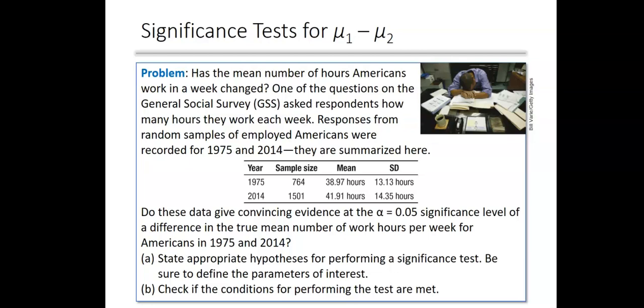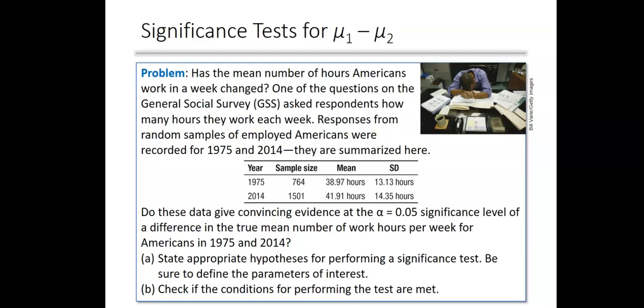Has the mean number of hours Americans work in a week changed, like from the 70s to 2014? Yes, it looks like it. At least we have some evidence. It went from 38.97 to 41.91 hours per week. Evidently, we're working more than 40 hours a week. That's kind of surprising. Does this data give convincing evidence at the alpha 5% level of a difference in the true mean number of work hours?